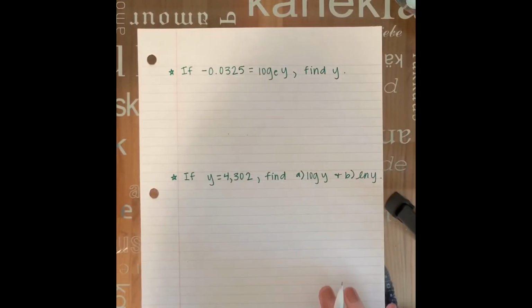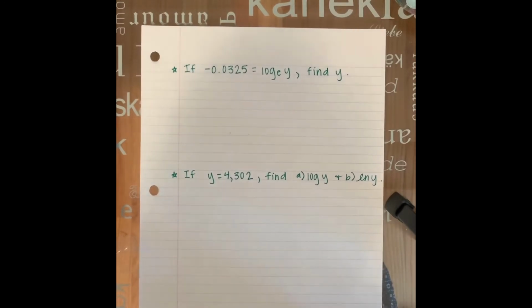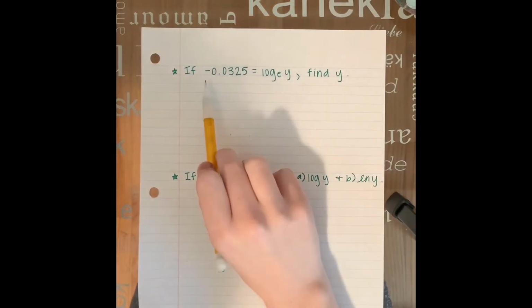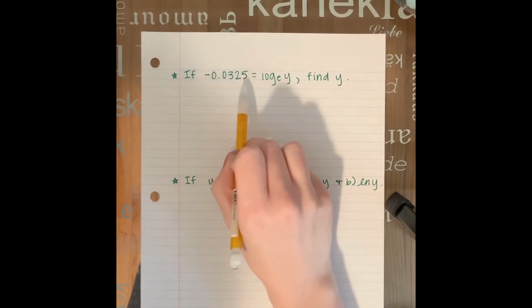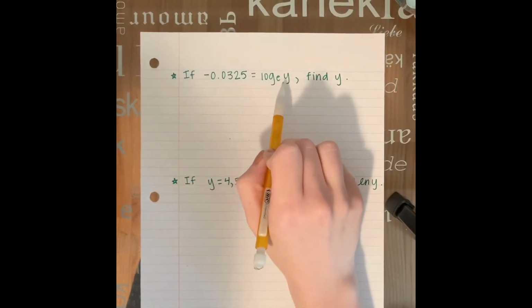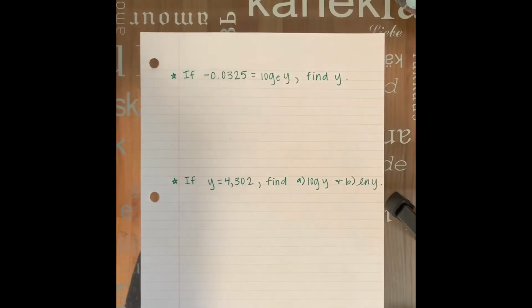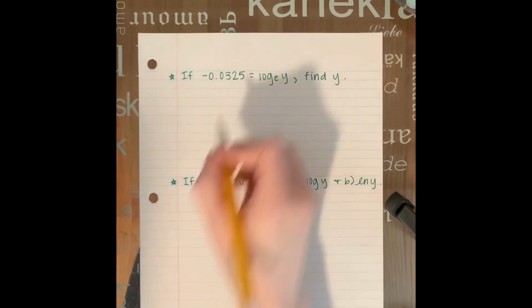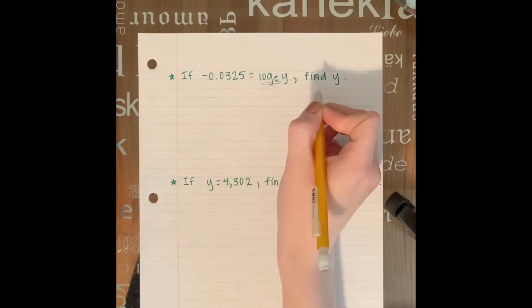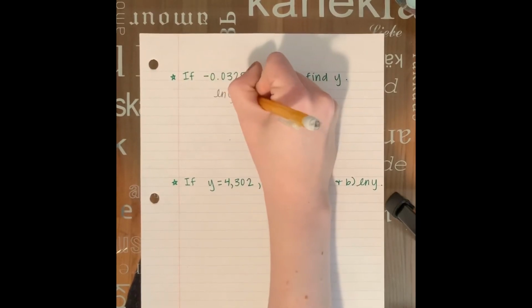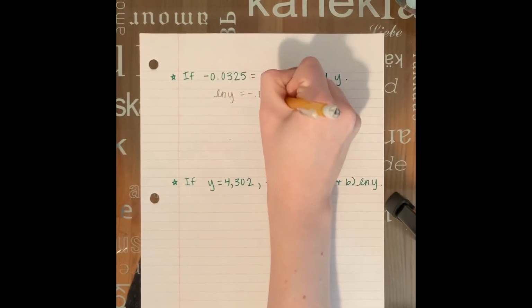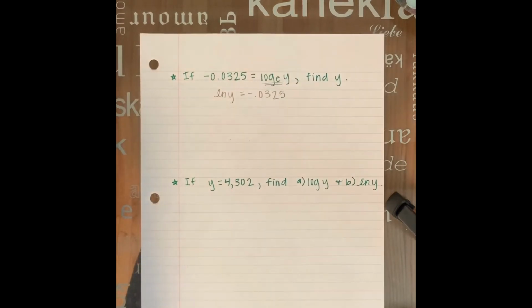The last type of problem we have to learn how to do is problems like this. If negative 0.0325 equals log base e of y, find y. Well, this is the same as we did for base 10, but just with base e. So I can rewrite this as ln actually. So ln of y equals negative 0.0325 because log base e is ln.